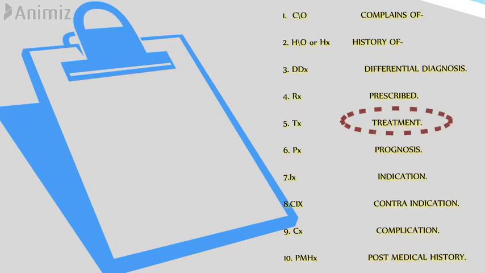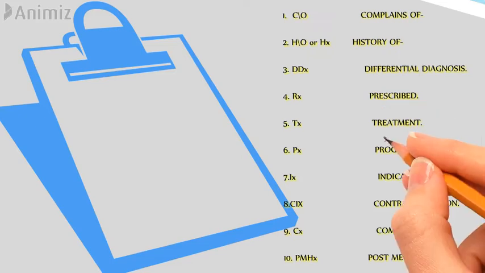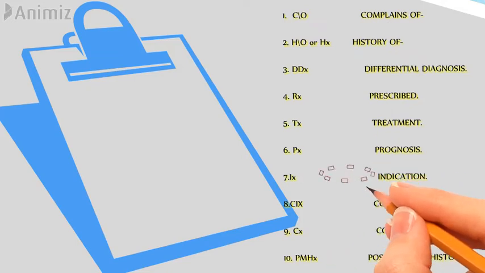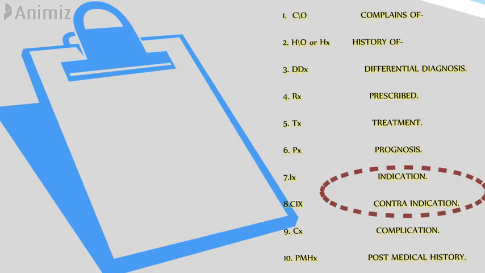And the next one is treatment. There is nothing much to explain about this, as most of us are aware of this term. It is just a process that a patient has to undergo for a treatment. The next one is prognosis. Prognosis is the response of a patient to certain medication or treatment. And the next two terms are indications and contraindications. These terms are usually used for certain treatment or medication which are supposed to be given to the patient or which are not supposed to be given to the patient.